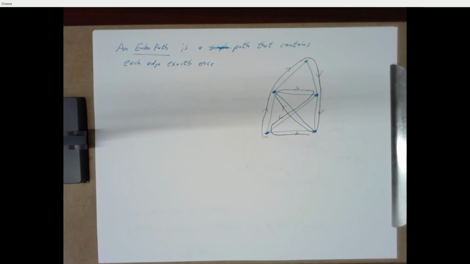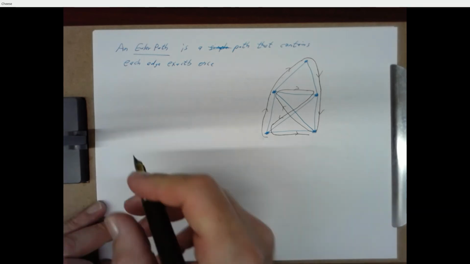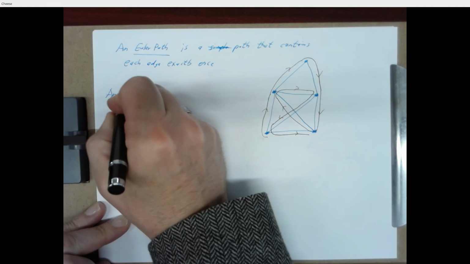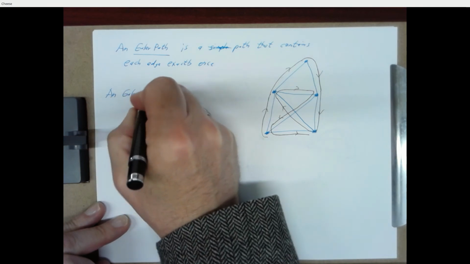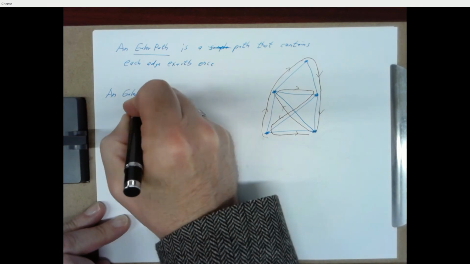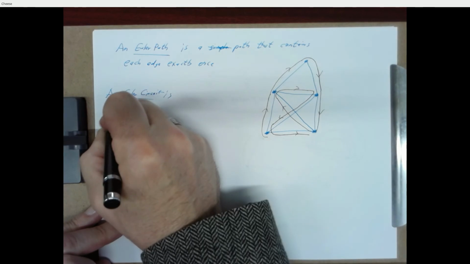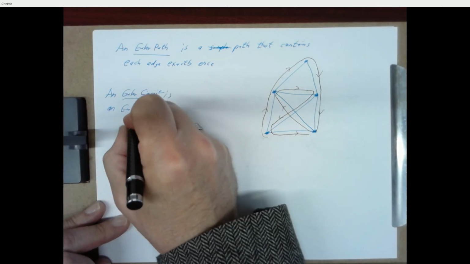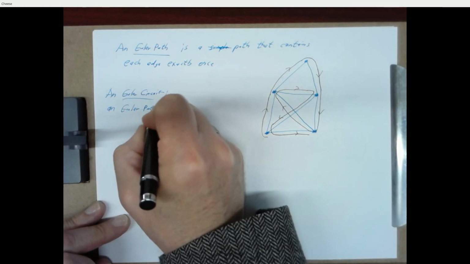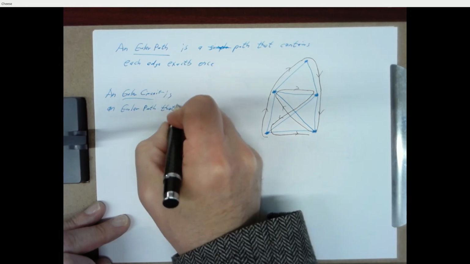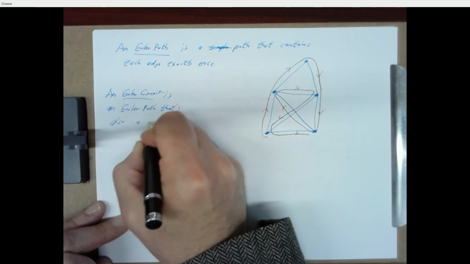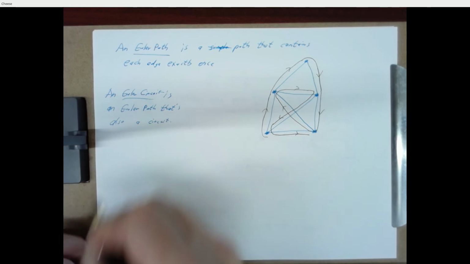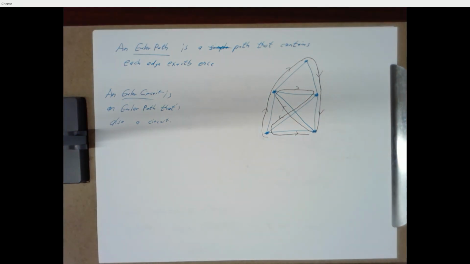Is there an Euler circuit? That's a good question. An Euler circuit is an Euler path that's also a circuit. Is there an Euler circuit for this graph?